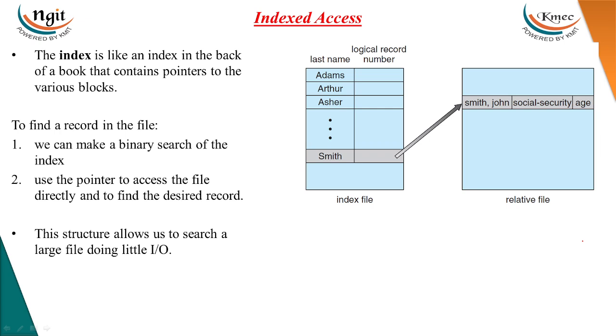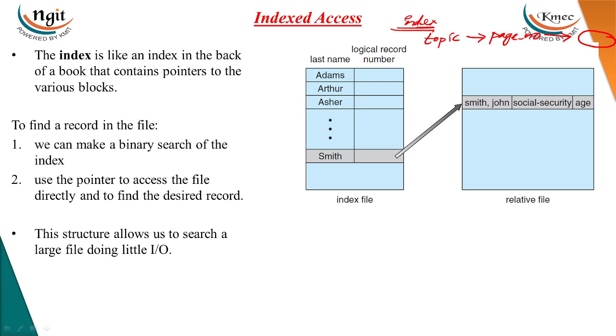Next one is the index access method. This index access method is similar to your book's index page. At the end, your book will have an index with corresponding page numbers, with a set of all topic names. For a particular topic name, you can find the page number. If you go to that page number, you can get all the information regarding that topic.